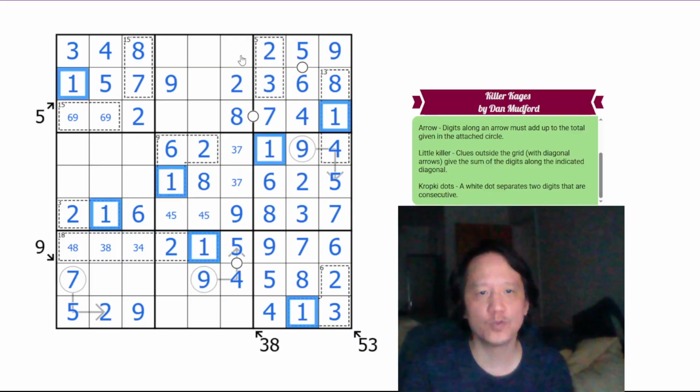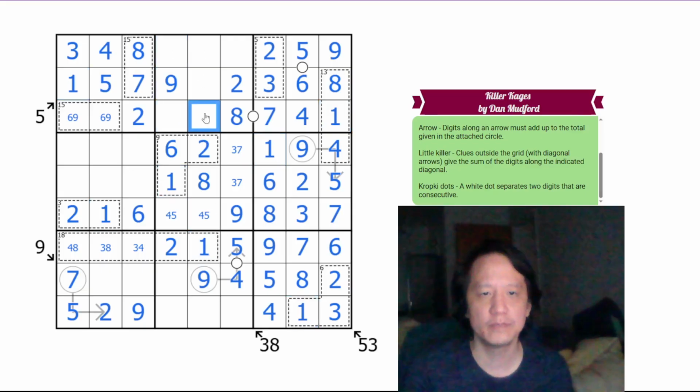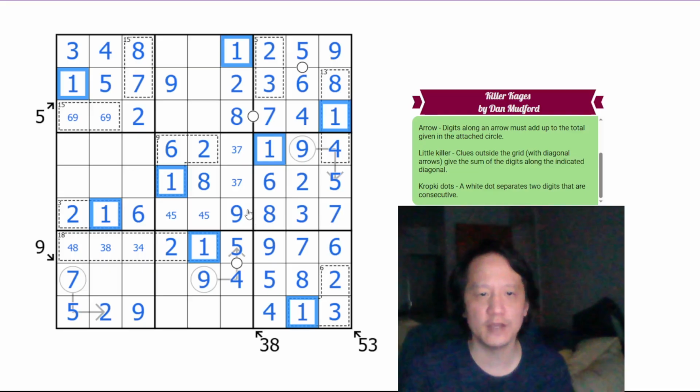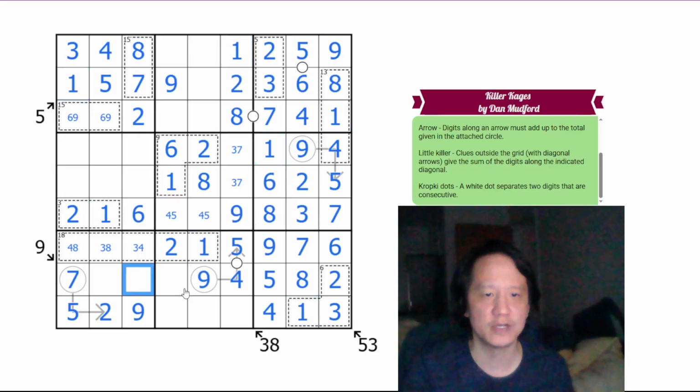That means where's the 1 in this upper central box? Cannot be here because the 1 in the column. Can't be here because this 1 in the column. And these are filled, so this must be a 1 here. We now have 8 1s. We know where the last 1 has to be. It has to be here.